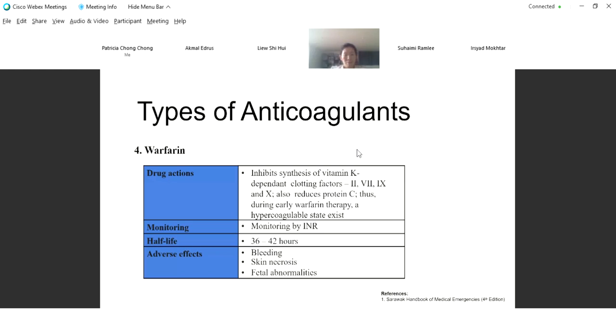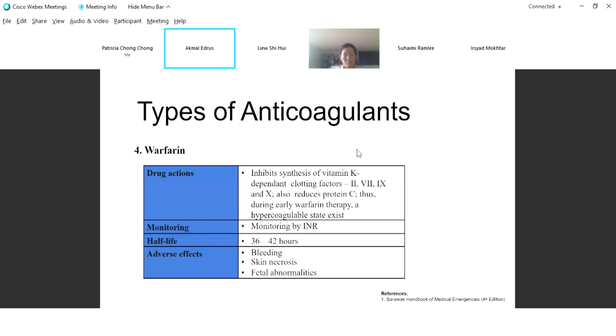Lastly, it's about warfarin, where it works by inhibiting the synthesis of vitamin K dependent protein factors, factor 2, 7, 9, and 10, and it also reduces protein C. Also, in early warfarin therapy, it can induce a hypercoagulable state. The monitoring for this drug is through INR, and the half-life is 36 to 42 hours.